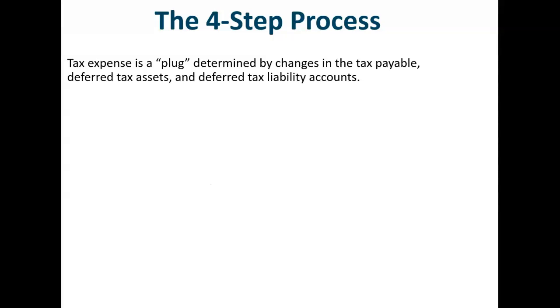The discussion of differences between accounting income and taxable income leads us to the real key in understanding accounting for income taxes. Tax expense is not calculated directly, but rather it is the result of the combination of income taxes payable and any changes in deferred tax assets and liabilities. We'll use the following four-step process to maintain that perspective throughout the chapter.